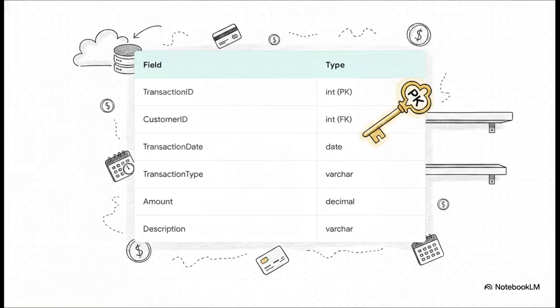identifier. Right next to it, we have our second shelf, the transactions table. This one is dedicated to tracking every single financial movement. It records an exact date, the transaction type, a precise decimal amount, and a description. And just like the customers table, it's got its very own unique anchor, which is the transaction ID primary key.